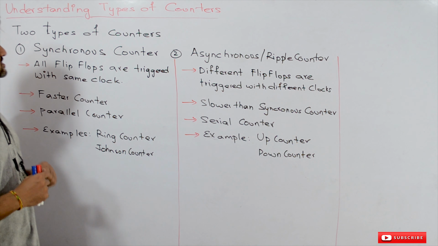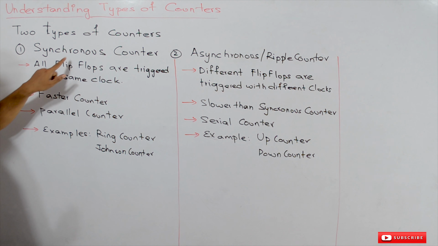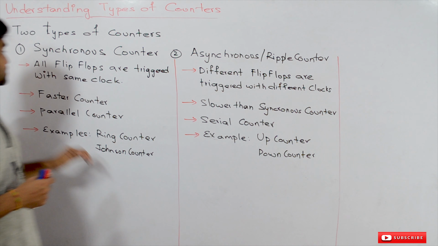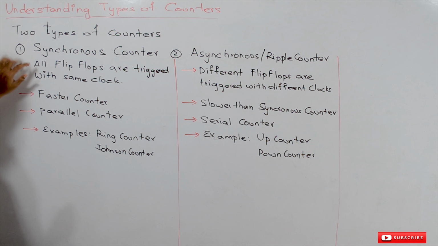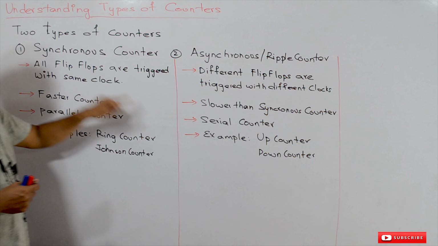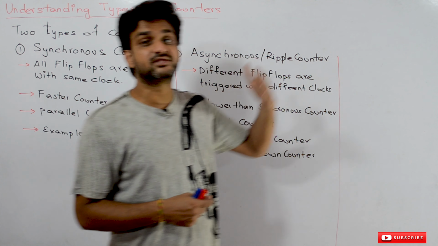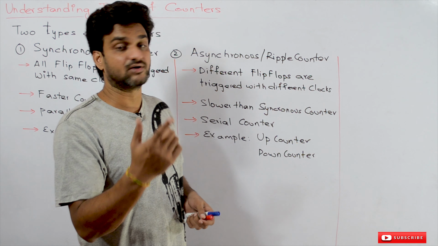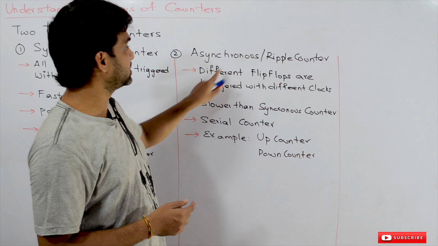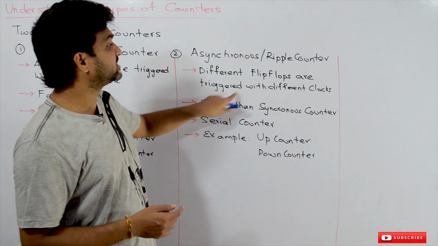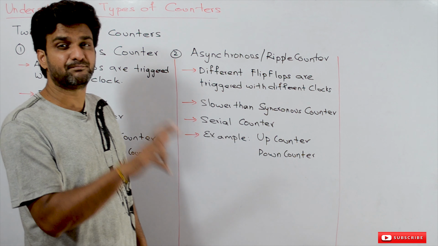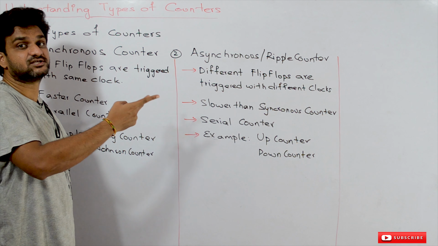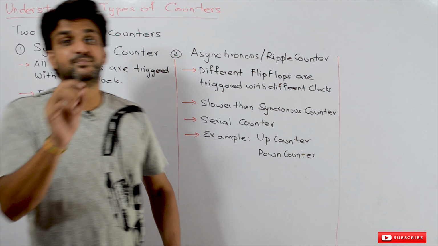Now coming to this class, there are two different types of counters. One is the synchronous counter and the other is the asynchronous or ripple counter. What is a synchronous counter? All flip-flops are triggered with the same clock. The number of flip-flops in the synchronous counter are all connected to the same clock. Whereas in an asynchronous or ripple counter, different flip-flops are triggered with different clocks. That is the basic difference between the counters. The two counters, synchronous and asynchronous, differ based upon the clock.